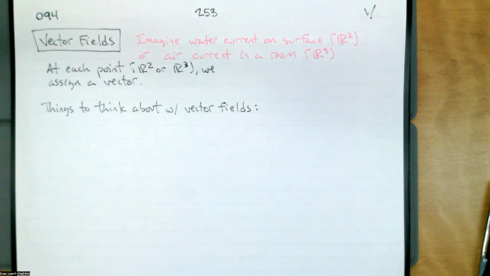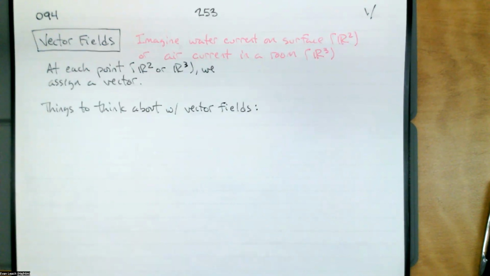Today, we want to keep thinking about vector fields, and we want to talk about all the different things that we'll be thinking about once we can imagine a vector field in place. So, to each point in R2 or R3, we are assigning a vector, and we can imagine the flow of water on the surface or the flow of air in a room. And at each point in the room, the vector field is saying the air is going this direction. And so it's assigning a vector.